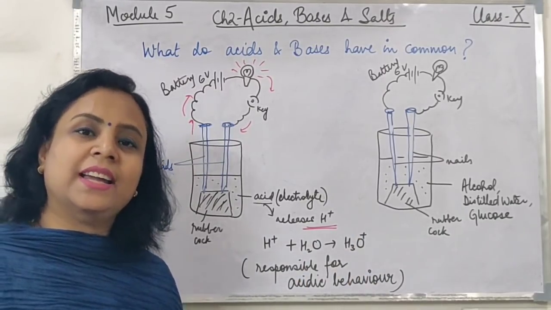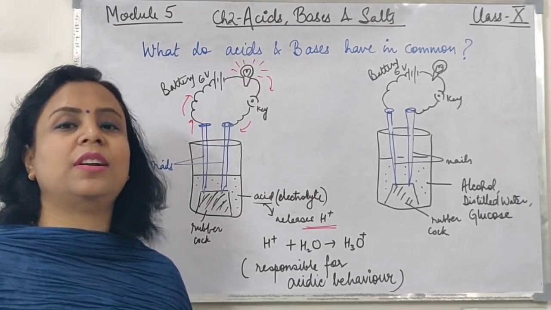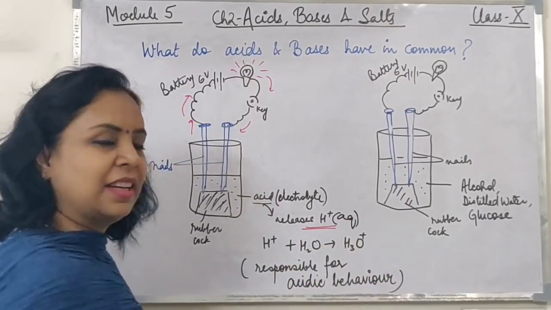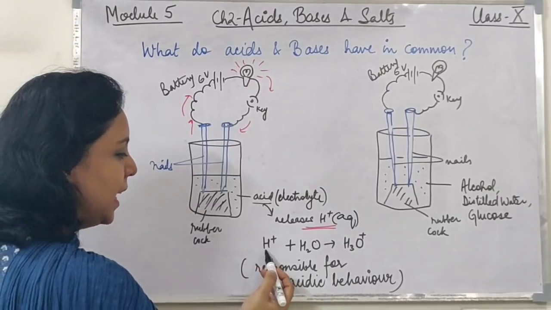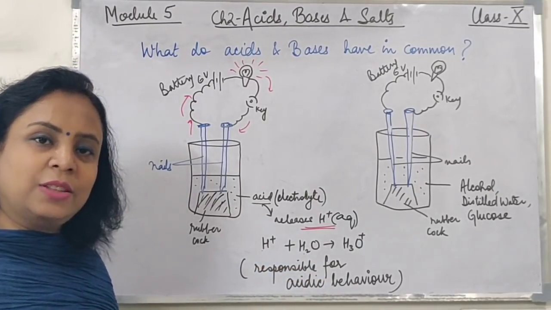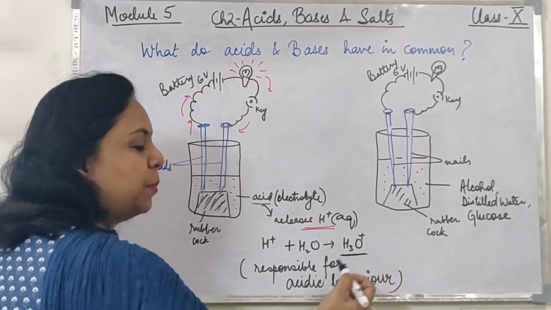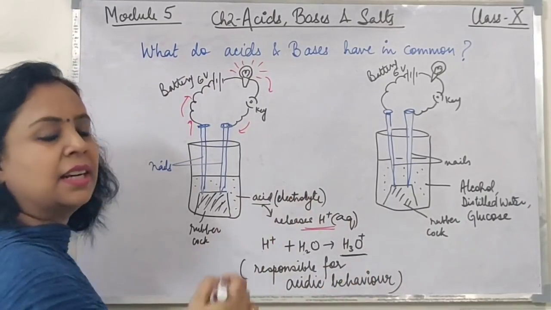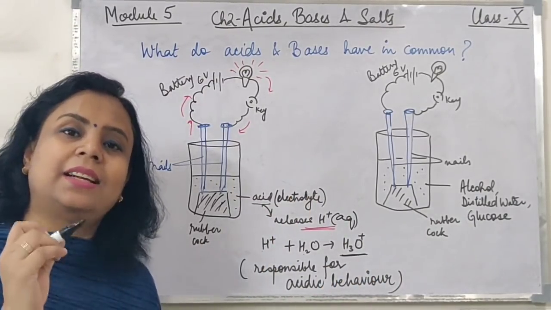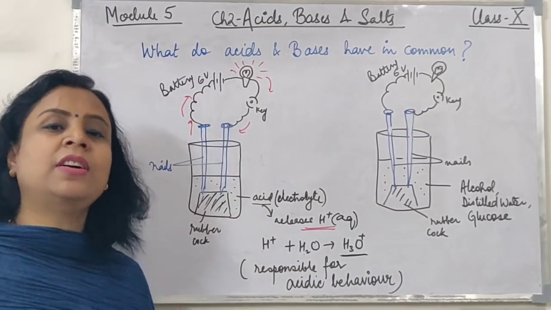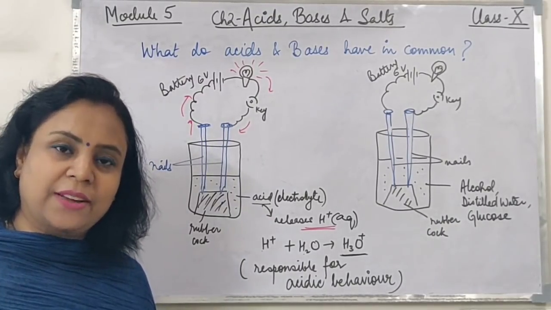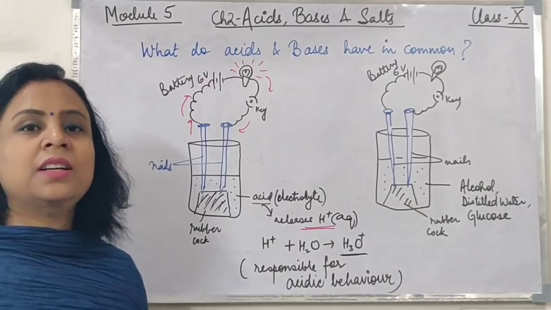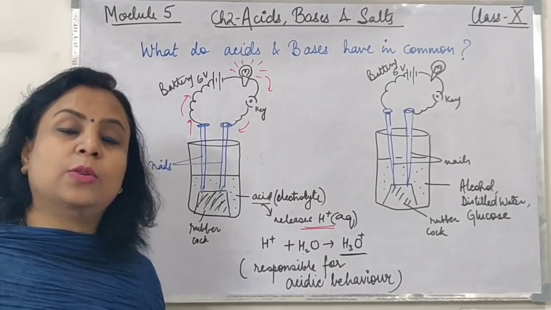But these hydrogen ions are released only when the acid is dissolved in water. So we always write H+ (aq), or we can also write H+. When it comes in contact with water, it forms H3O+, or the hydronium ion to be more specific. And this is the ion which is responsible for the acidic behavior. That means whatever reactions of various acids we have seen, the reason is this. Because this is released, the acid shows its particular reaction.